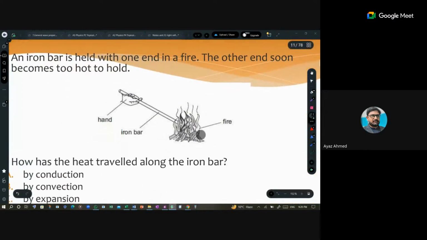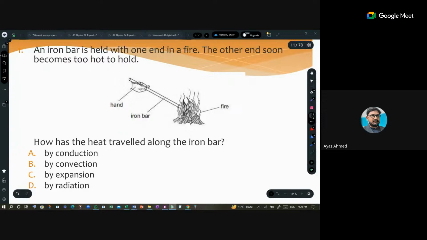There are some past paper questions in the upcoming slides. I will discuss a few of the questions with you and then I will move to convection, right? An iron bar is held with one end in the fire, the other end soon becomes too hot to hold. How was the heat traveled along the iron bar? Yes, Ariba. Conduction. Good.